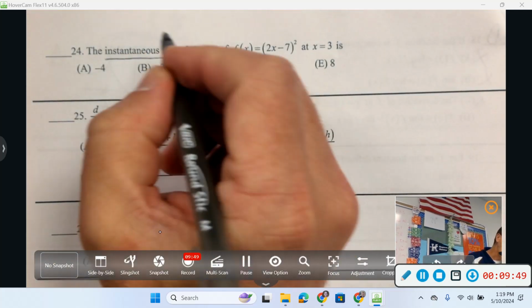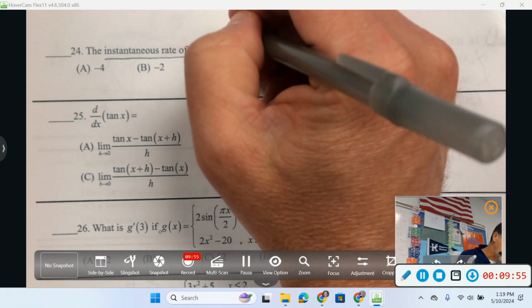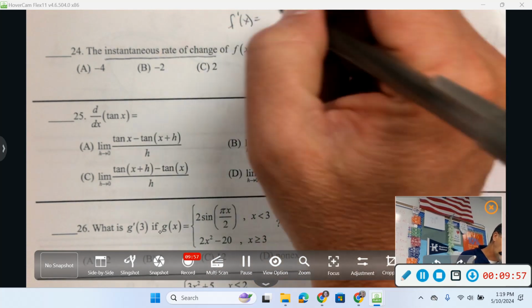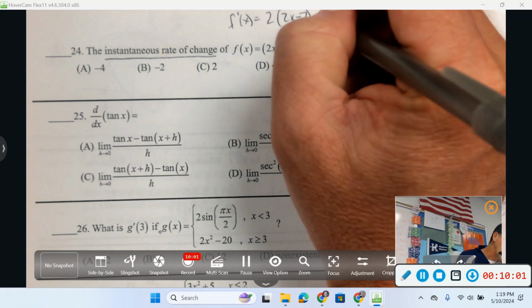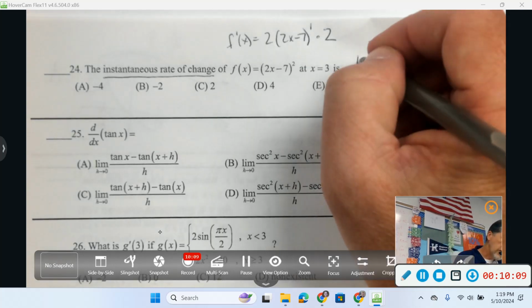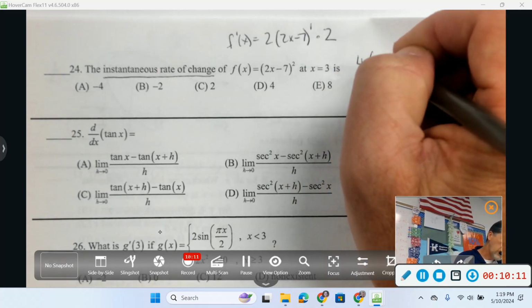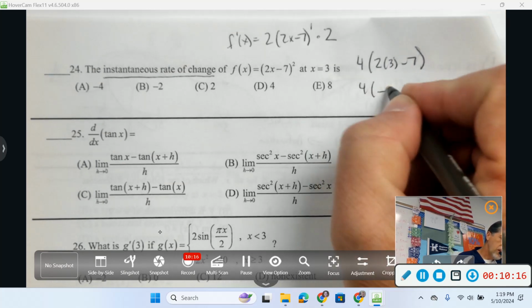Instantaneous rate of change, also known as derivative. So take a derivative, plug in 3. This should be an easy one here. 2x minus 7 to the first. Don't forget the chain rule with an extra 2 out there from the derivative of the inside. So that would be 4 times 2 times 3 minus 7, negative 4.